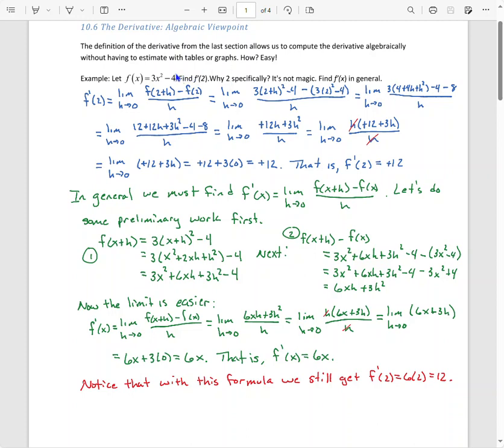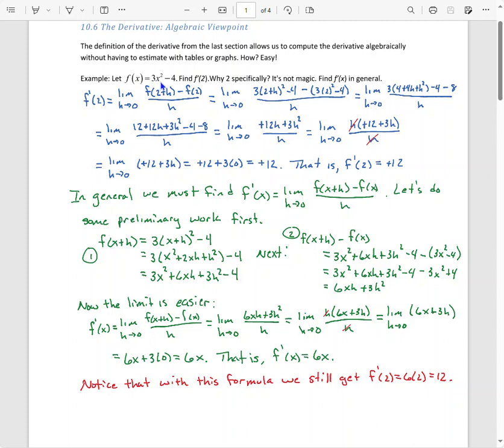Okay, so the definition of the derivative from the last section allows us to compute the derivative algebraically without having to estimate with tables or graphs. In fact, we've already done it. I'll show you. Let's check it out.